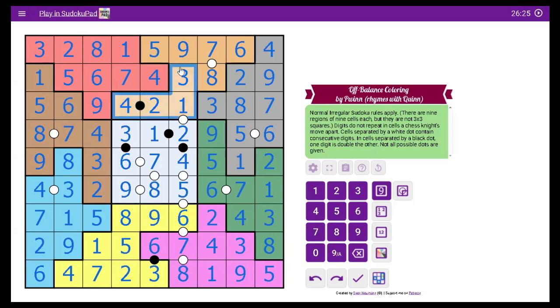The way that these irregular regions work and come together to give you this information in the middle with just the crappy dots, you're able to work solving this box first and working out with really no given digits, just this logic. It's a very, very cool construction, and well done to Pwinn.